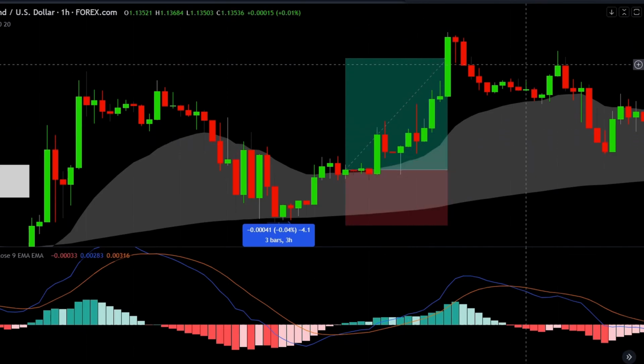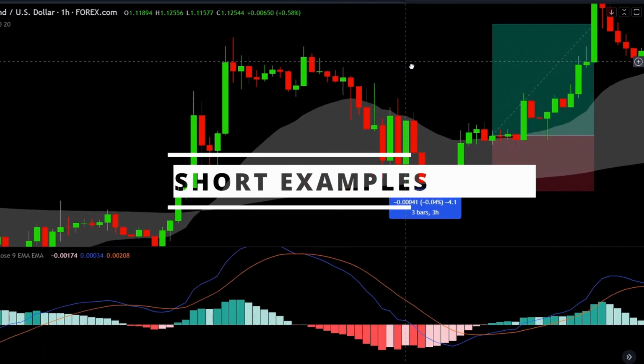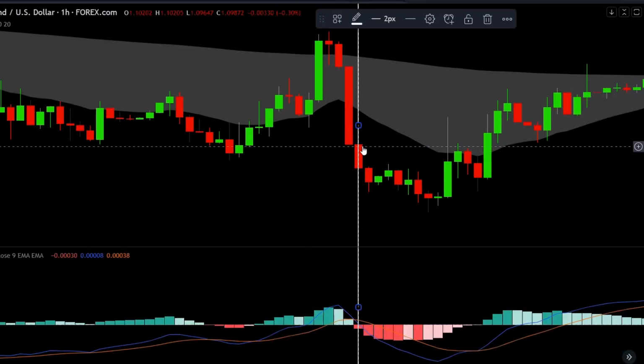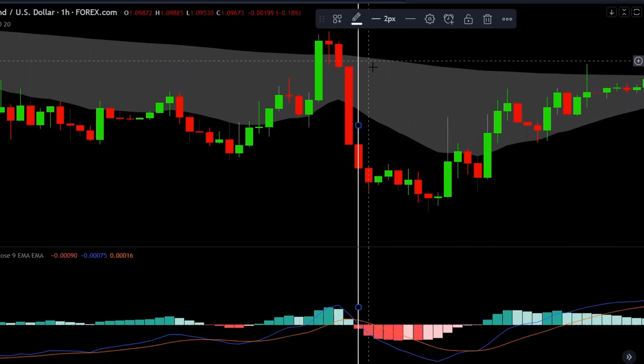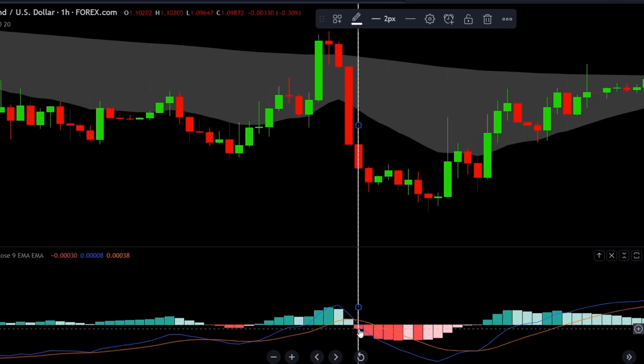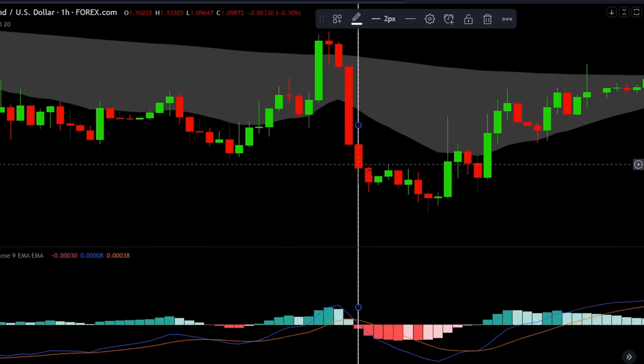Now let's see a few short examples and then go over the backtest. Okay, here you can see a valid short example. For a valid short, first we need to see that the candle is under the EMA cloud or just have closed under the EMA cloud without touching the top of the EMA cloud. Next up, we need to see that the MACD crosses down above the zero line. And as you can see, that cross down happens right there, just above the zero line. So this candle is going to be a valid short entry.